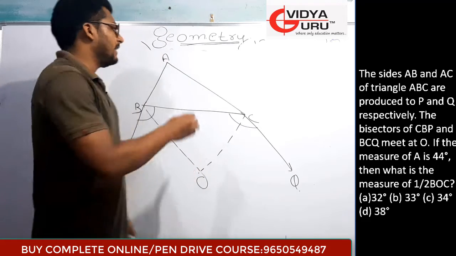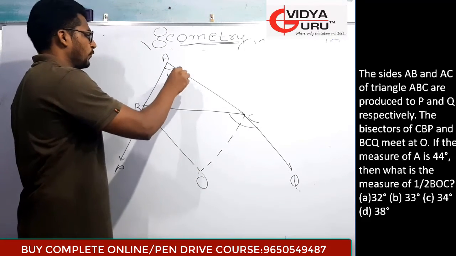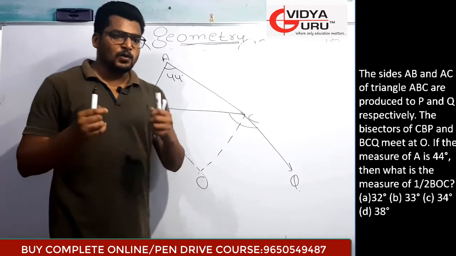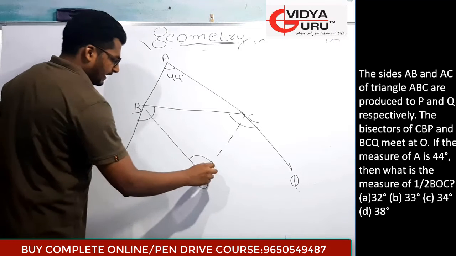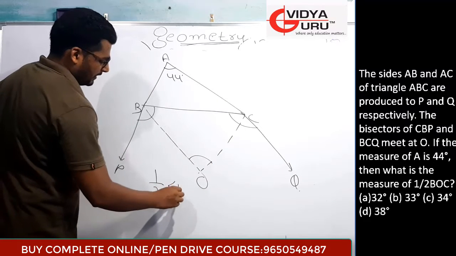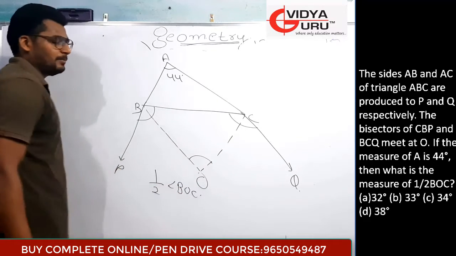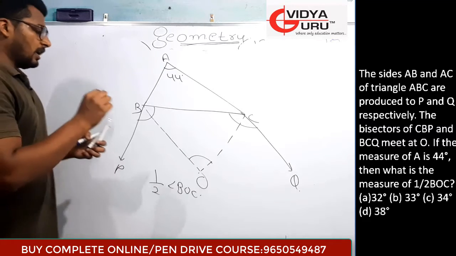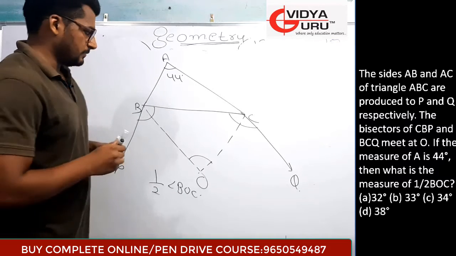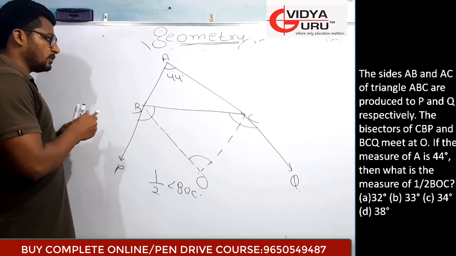If the measure of angle A is 44, the question is asking what is the value of half angle BOC. I will tell you two concepts from this question. First, what is the first concept?